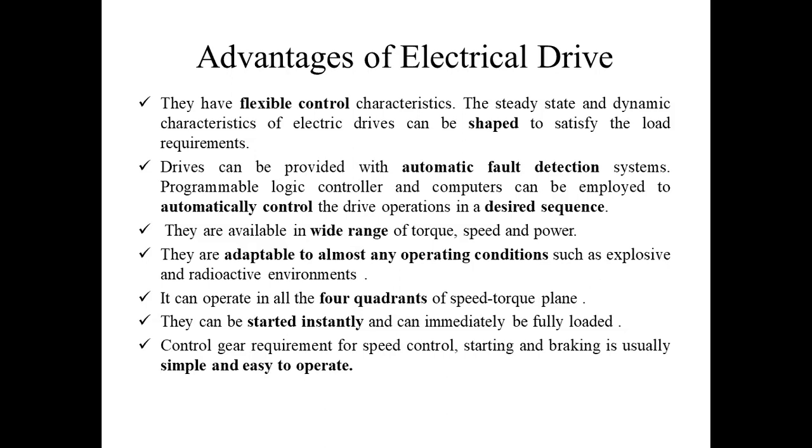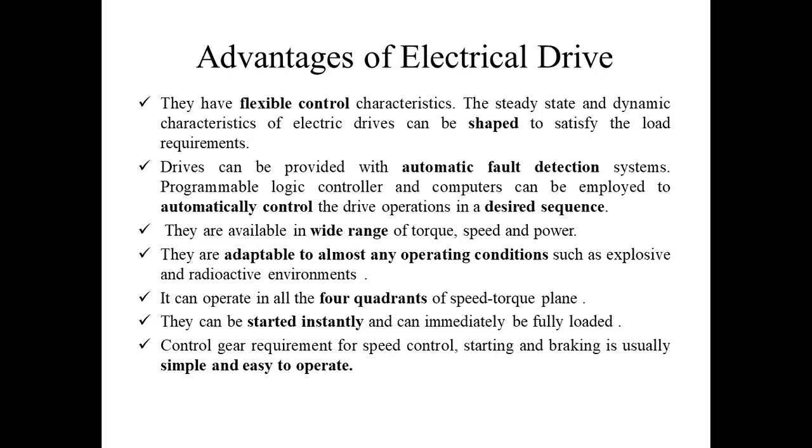We need a wide range of torque, a wide range of speed, and a wide range of power. That's why we come to the electrical drive. For example, we have electrical power and mechanical power. In a motor, the mechanical power is the speed and torque, and the electrical power is the voltage and current. So by controlling the voltage and current, we control the torque, speed, and power. The output characteristics are controlled by the input parameters, which are here the voltage and current.